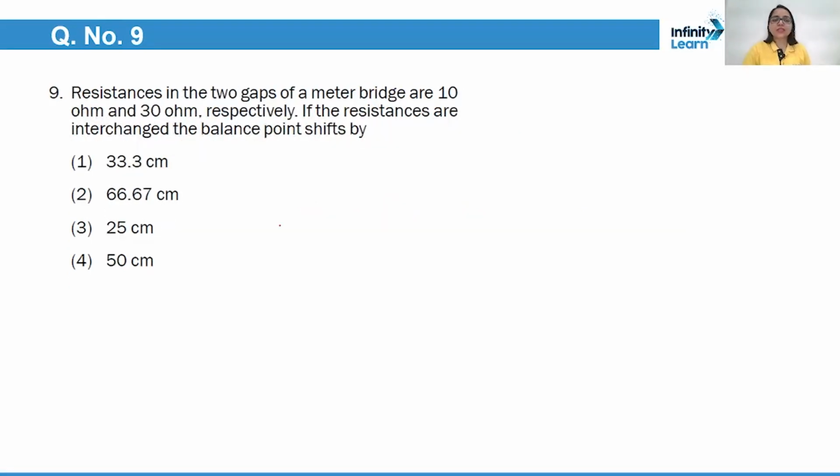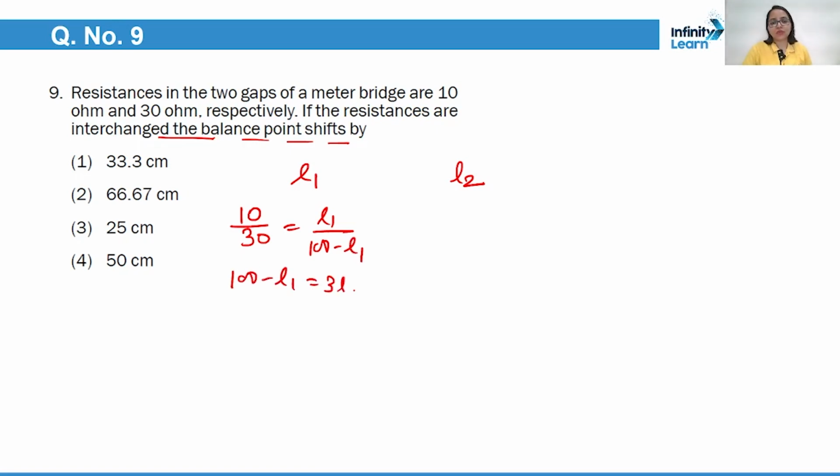Question number 9. Resistances in the two gaps of the meter bridge are 10 ohm and 30 ohm respectively. The resistances are interchanged. The balance point shifts by. So again, let's say the initial balance point is at L1 and the final balance point is at L2, right? After interchanging. So for the first case, you can write 10 upon 30 is equal to L1 upon 100 minus L1. So this will be 100 minus L1 is equal to 3L1. So 4L1 is equal to 100. So L1 is 25 centimeter.